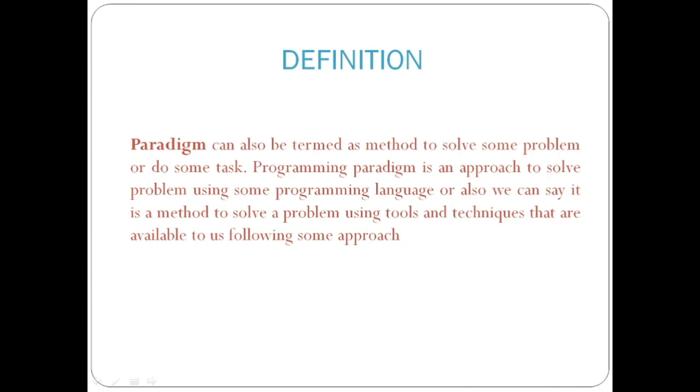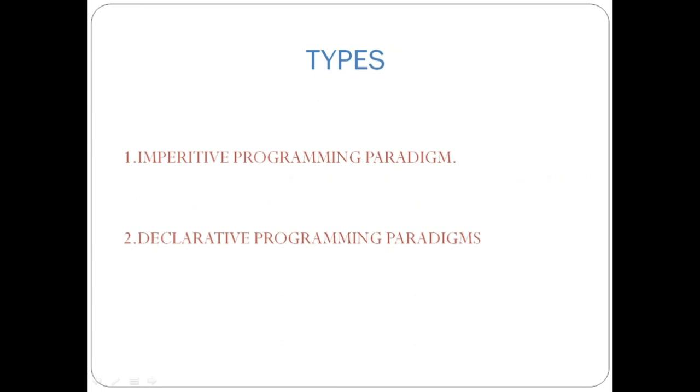I think we are done with the definition of paradigms of programming or coding. So we have two types of programming paradigms in the computer science domain, that is, broadly two types. Now these two types have some other types also. The first one is the imperative programming paradigm, and the next one is the declarative programming paradigm. So first let's talk about the imperative programming paradigm.